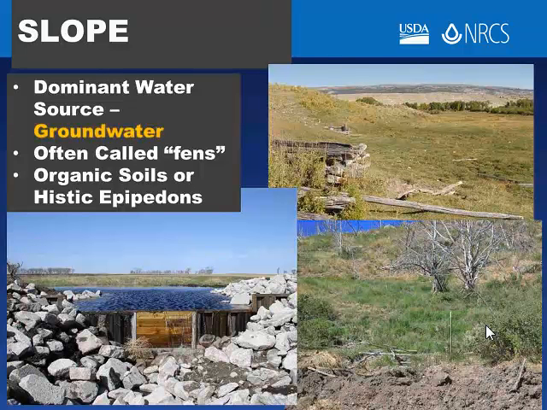Where we have enough groundwater to discharge for a long enough period of time to start to form organic soil layers, these sites are typically called fens. And so fens, the takeaway point here is when you hear the term fen used in the correct way, it should be associated with a groundwater discharge wetland.